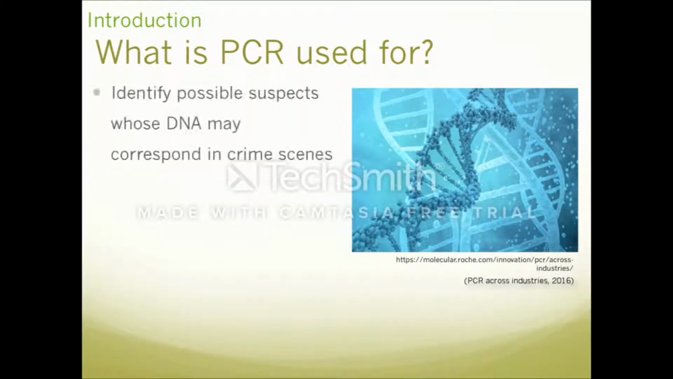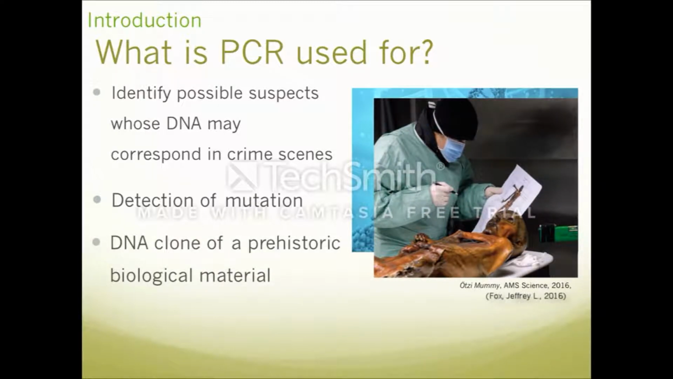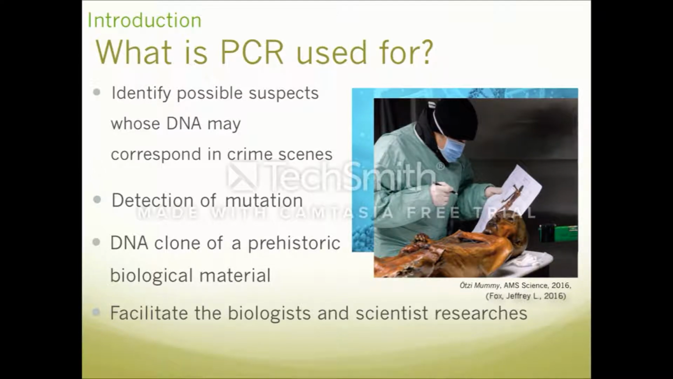PCR is also used to identify possible suspects whose DNA may correspond to evidence left at crime scenes. It's used for the study of human evolution, detection of mutation, DNA cloning of prehistoric biological materials such as mummies or dinosaur bones and extinct organisms. So its clinical application and laboratory uses are very valuable because PCR is an essential tool for scientists and many researchers that study genetic material.